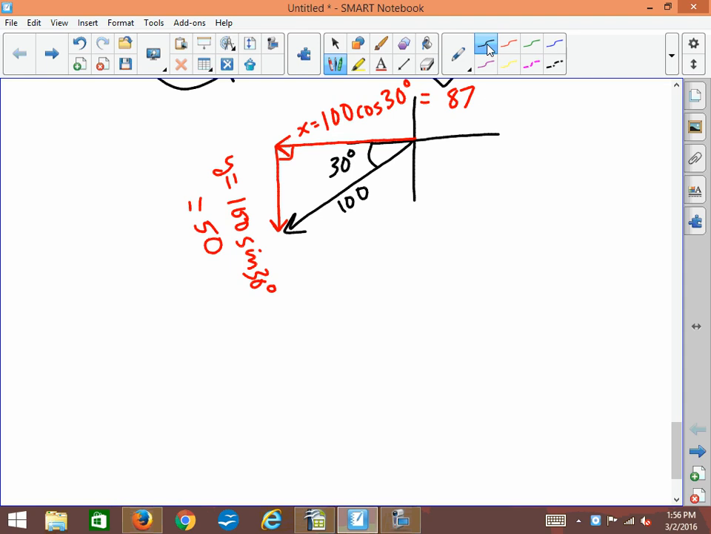In the first case, it's left, so I have to make sure it's negative 87 because the math can't see it. And I have to make sure here that I put negative 50 because it's down. So you have to put those in. The math won't do this for you, unfortunately. You got to watch, which is why your picture is so important, and you have to be able to draw it correctly.